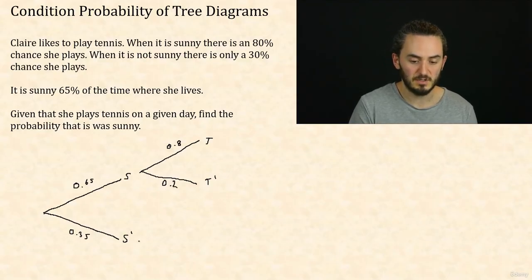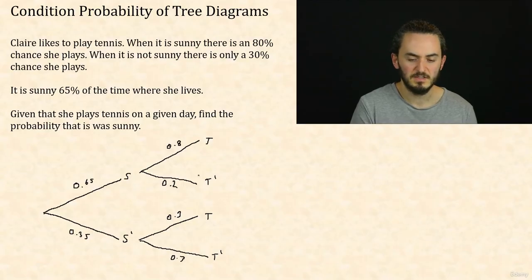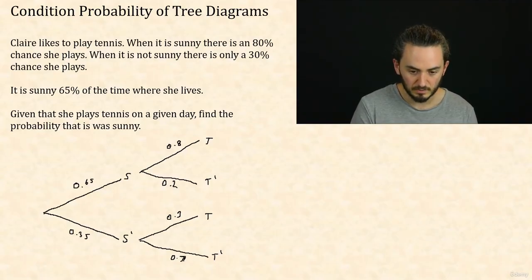And if it's not sunny, she either plays tennis or she doesn't. If it's not sunny, then there's a 30% chance she plays tennis, and therefore a 70% chance that she doesn't play tennis. So this represents all the four possible outcomes. It's either sunny and she plays, sunny and she doesn't, not sunny and she plays, or not sunny and she doesn't play.